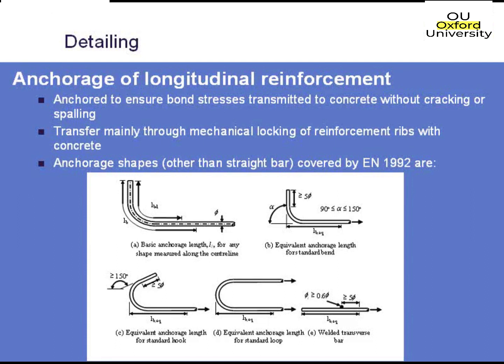This figure here then shows you the different anchorage methods that are given in the Eurocodes, other than a straight bar. A straight bar is also a permitted anchorage method, obviously enough. These ones here are the ones that are given in the Eurocode. You are allowed to use other anchorage methods if you can justify them. You can do that through testing of some sort.